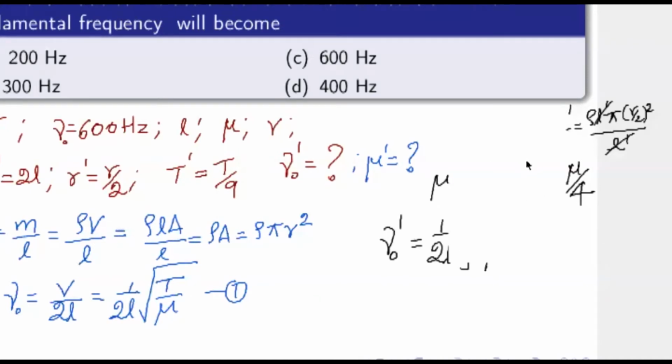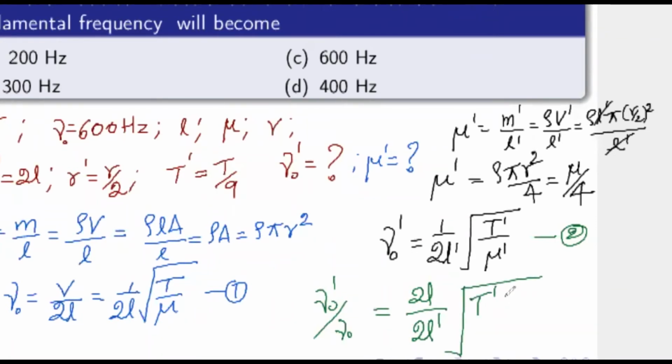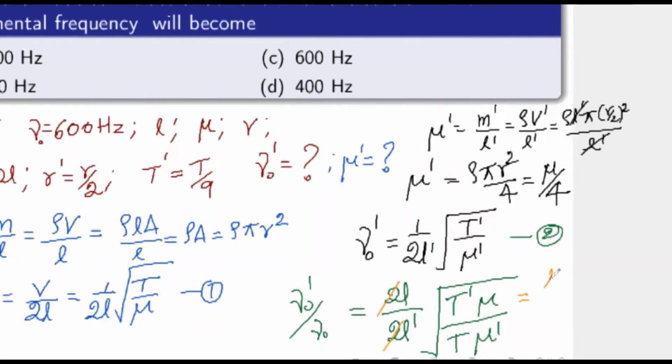Let me substitute the values now. I will call this equation 2 and divide 2 by 1. So nu naught prime divided by nu naught equals 2L divided by 2L prime into square root of T prime into mu divided by T into mu prime. Now substitute the values. This 2 and 2 cancels. So what do we get? L by L prime. Substitute the value of L prime, that is 2L.